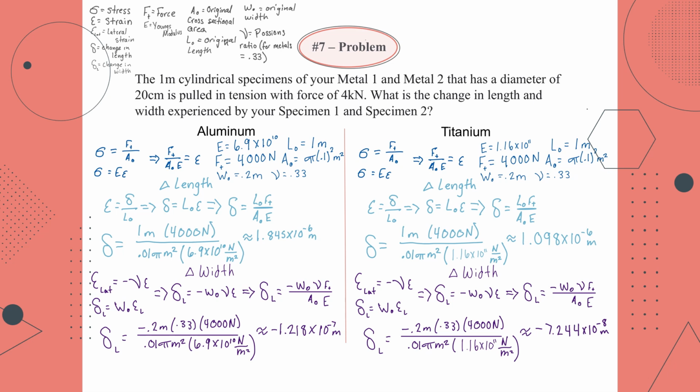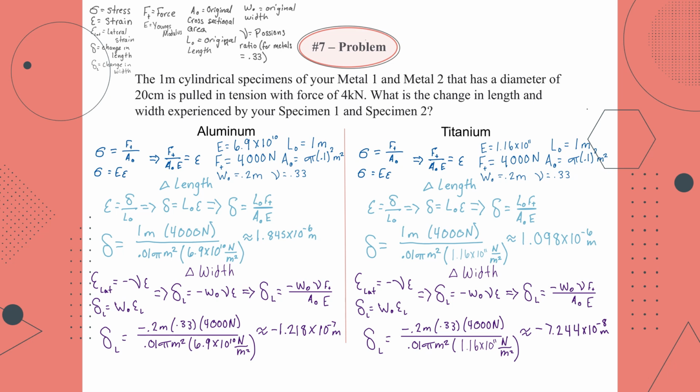If we substitute the formula for strain that we found earlier into this equation, we find that deformation equals the original length times force divided by original cross-sectional area times Young's modulus. We know that the original length of the specimen is 1 meter and the force applied is 4,000 newtons. Now, given the diameter of the specimen is 0.2 meters, we can use this to determine the original cross-sectional area. We know that the radius is 0.1 meters, so the original area would be pi times 0.1 squared.